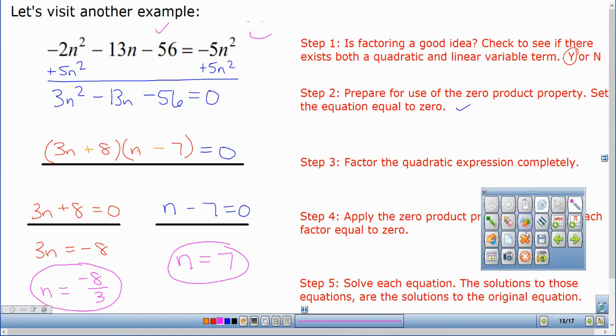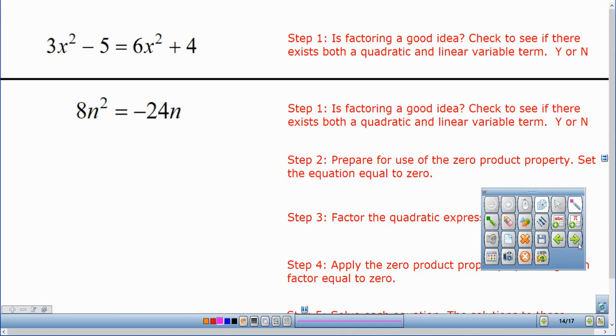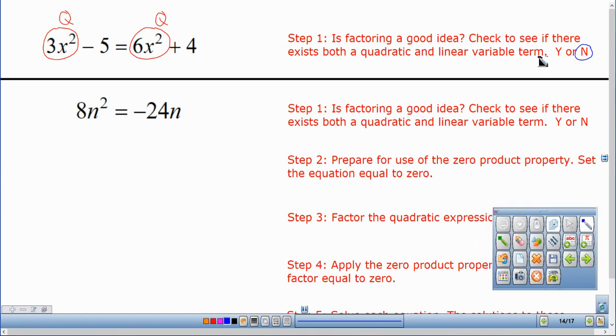You'll notice that that one went a little quicker. That's what happens as we continue to do these. Okay, is factoring a good idea? Let's look through our problem. We have a quadratic term. We have another variable term here that is also quadratic. And we didn't have a linear variable term. So it's a no. I could solve this problem using the same methods. Actually, there would be no point in trying to factor it without the linear term. But yeah, that's all it is. So no, I'm not going to factor. We would solve this in a different way.